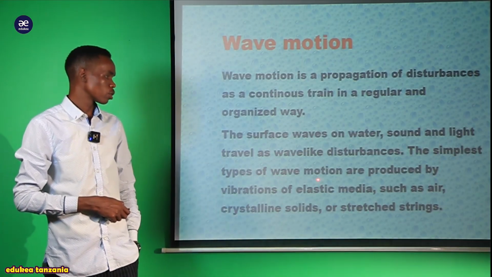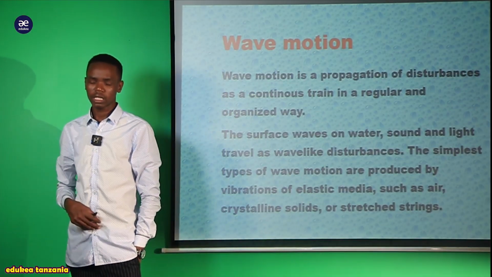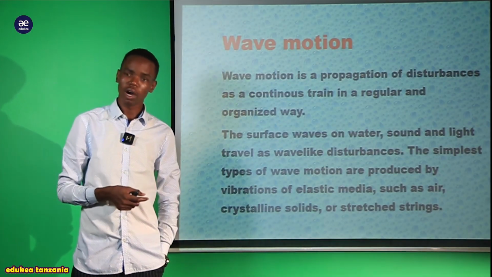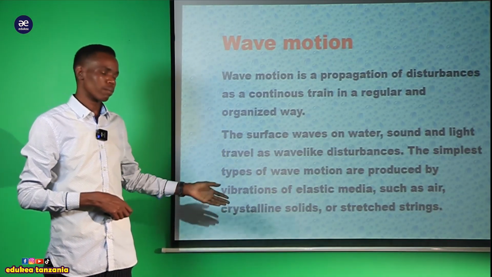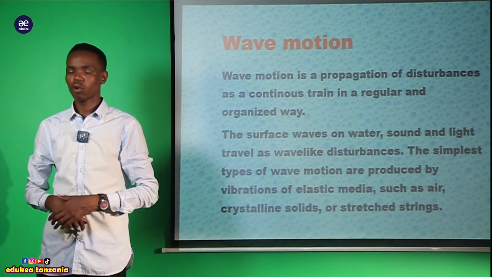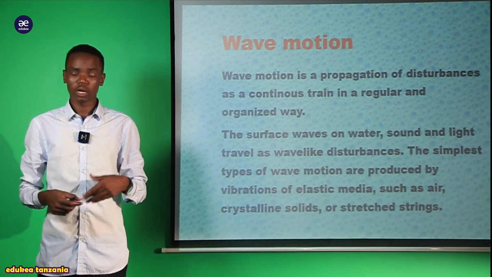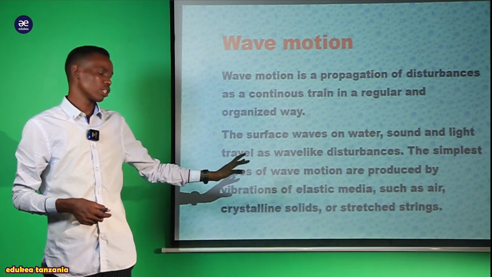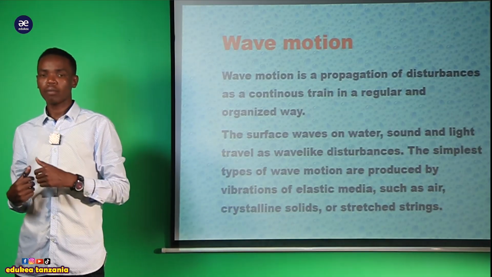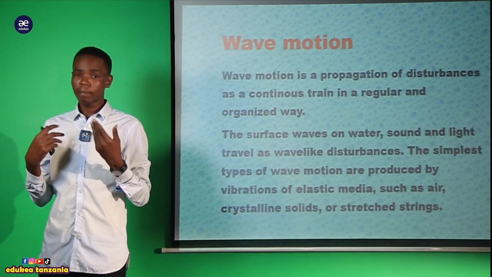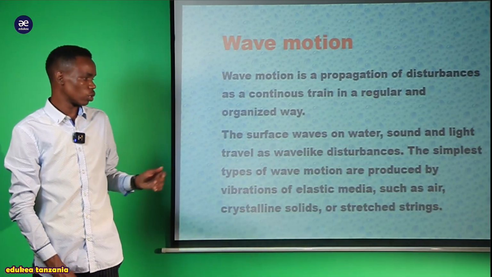The simplest types of wave motion are produced by the vibration of an elastic medium. These types of wave motion are produced due to the vibration of the elastic medium. When we talk about an elastic medium, these are media that have the tendency to regain their original position or original size.